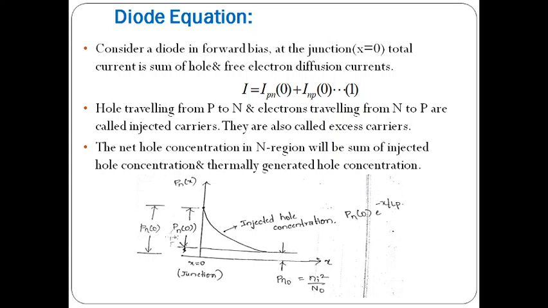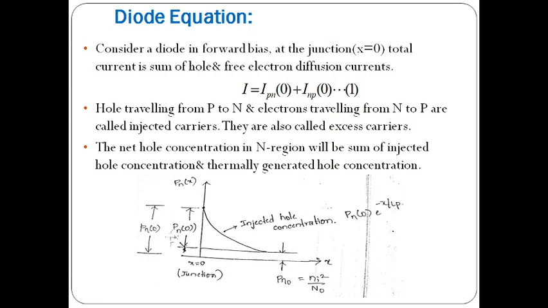What is the concentration of injected holes at x equals 0? It is Pn of 0 into e power minus x by Lp. From that graph we can write that it is exponentially decaying, and exponential decay can be written as e power minus x by Lp. Here Lp is the diffusion length of holes.